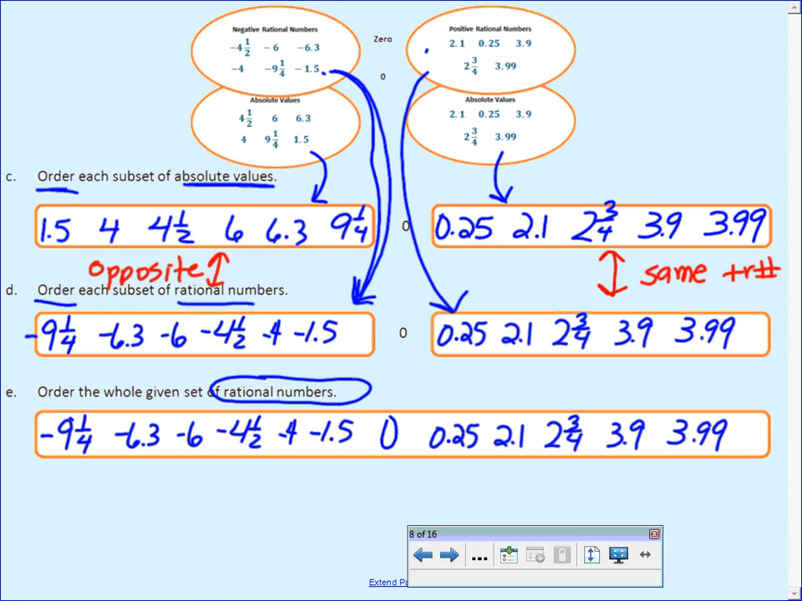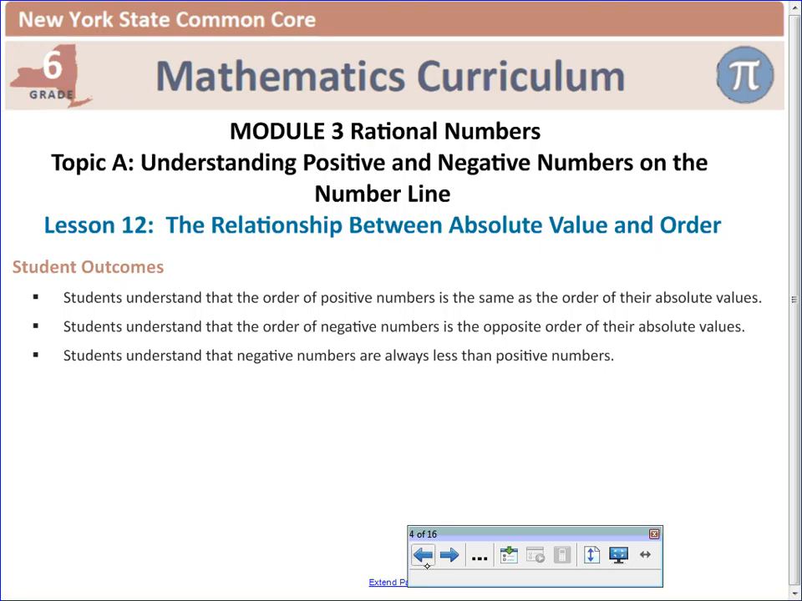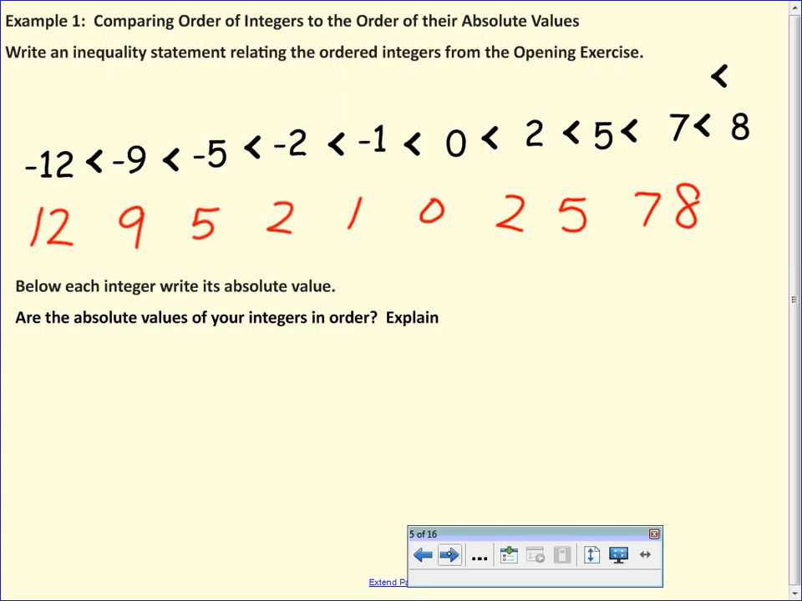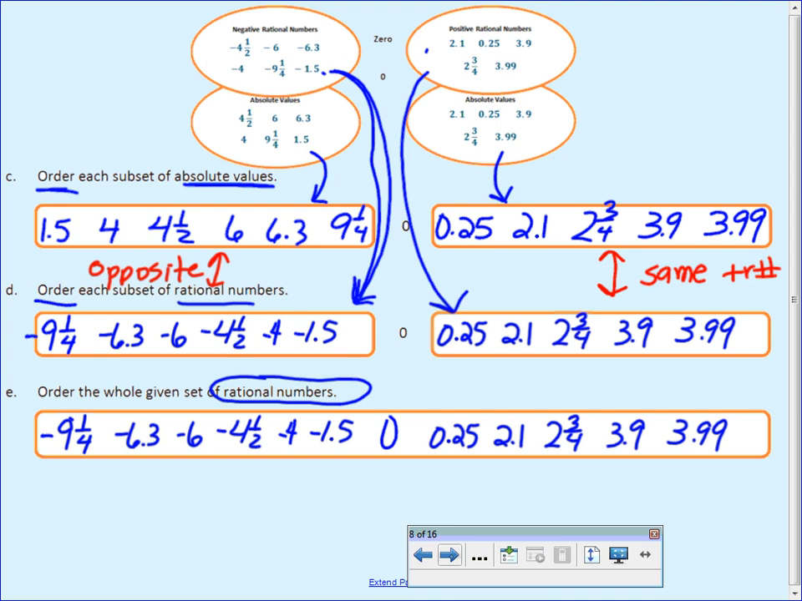So if we go back and look at our outcomes for today's lesson, the order of positive numbers is the same as the order of their absolute value. The order of negative numbers is the opposite order of their absolute values. And negative numbers are always less than positive numbers. But you've known that like forever. Okay?